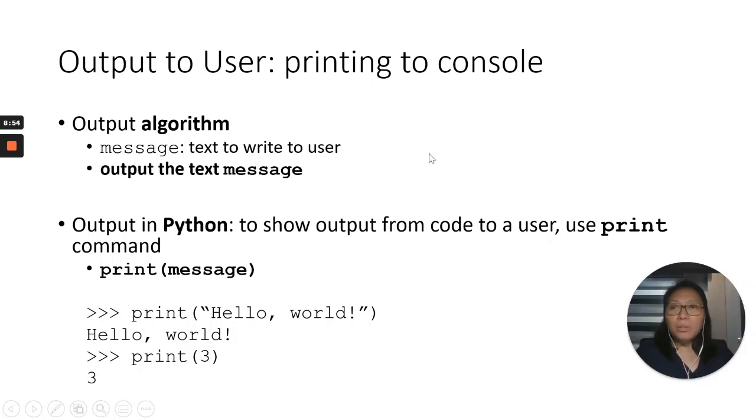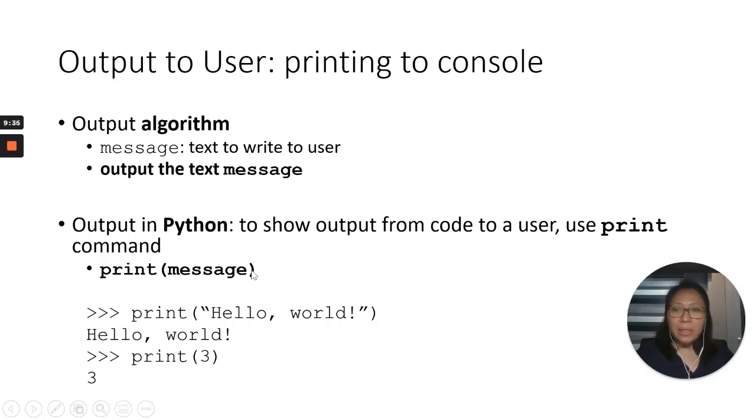So how do we output a message to the user via printing to console? So the algorithm for output is this one. Let's say we have a message, which is the text to write to the user, and then the algorithm is output the text message, wherein the message is the text that you want to show to the user. So in Python, to show output from code to a user, we use the print command. And the syntax for the print command is this one.